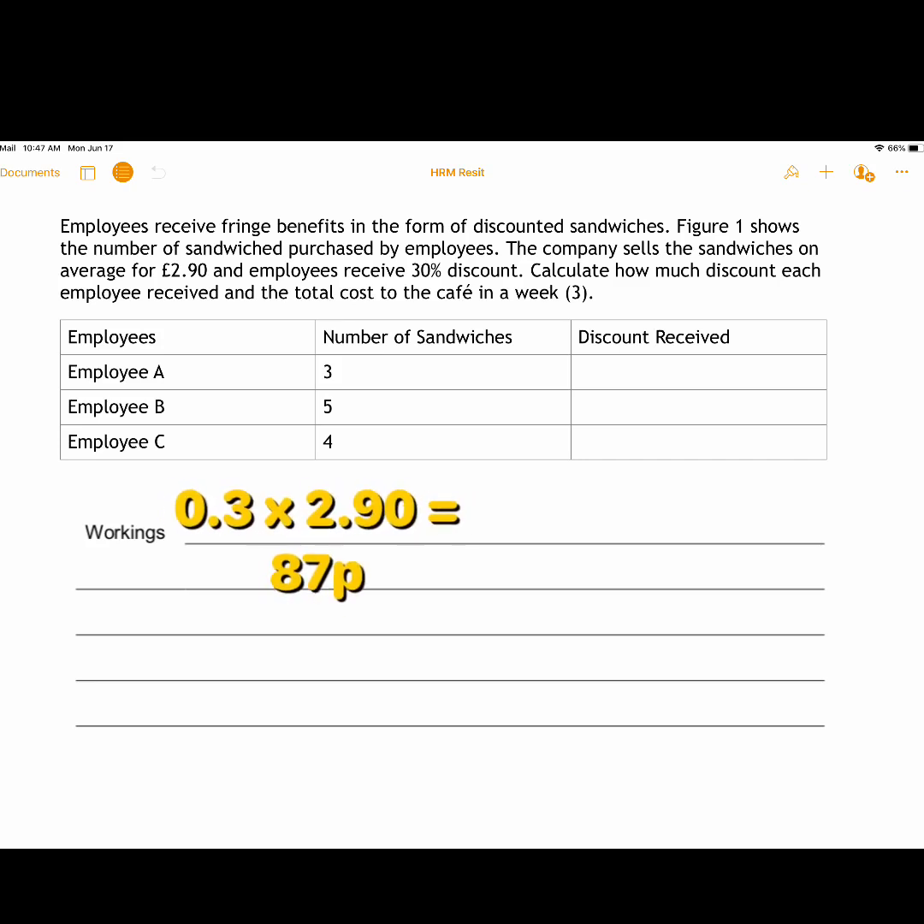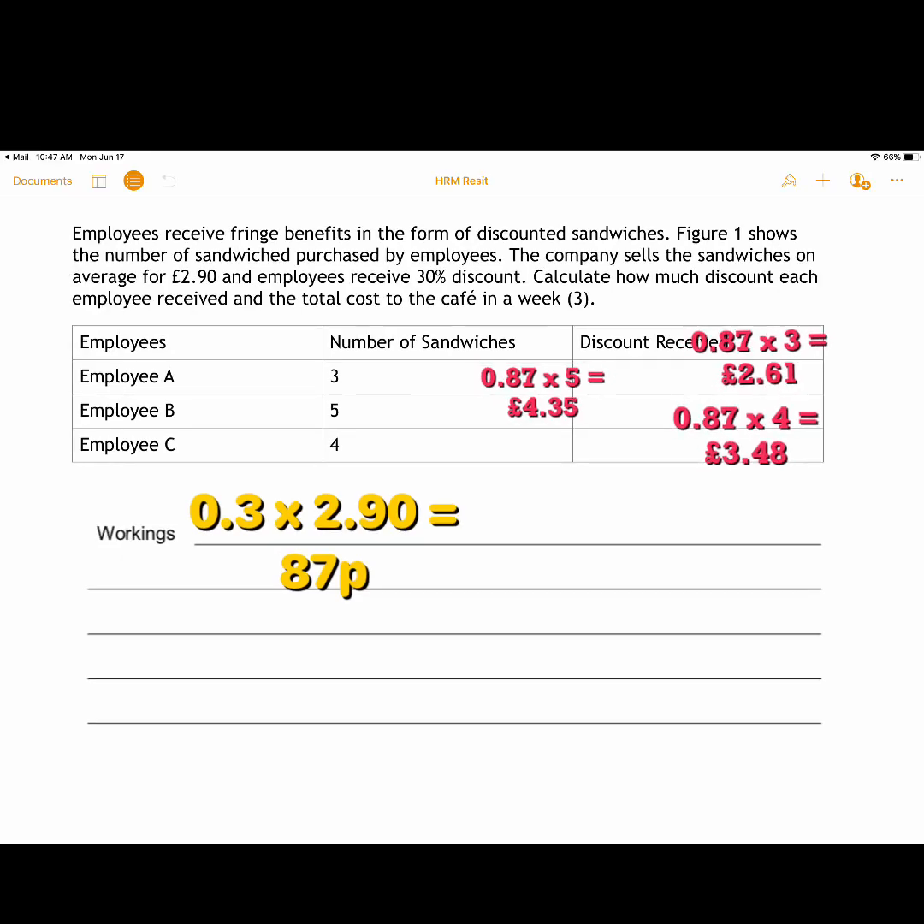based on that discount. So step 1, to work out the initial discount, you do your 30% as a decimal, 0.3, times £2.90, which is the average price of a sandwich, and you get 87p. So for every sandwich that they buy from the shop that they're working in, they get 87p discount. But now we need to apply it to employees A, B, and C. So step 2, employee A: 87p times 3, and they'll get a total discount of £2.61 based on the 3 sandwiches.